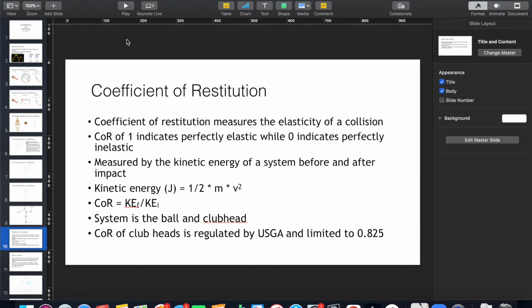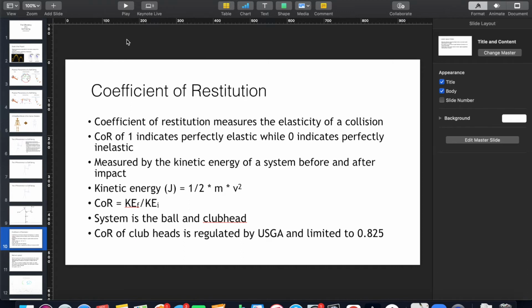So moving into the quantitative aspect of the project, we have the coefficient of restitution, which is a measure of the elasticity of a collision. A COR of 1 indicates a perfectly elastic collision, while 0 indicates perfectly inelastic. This is measured by the kinetic energy of a system before and after impact, where the kinetic energy is equal to 1/2 the mass times the velocity squared. The coefficient of restitution is then given by the sum of the kinetic energies of the system after impact divided by the sum of the kinetic energies of the system before impact.